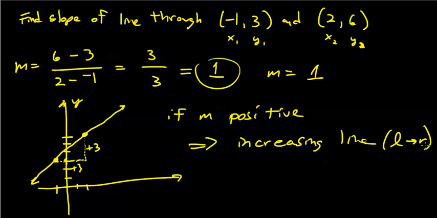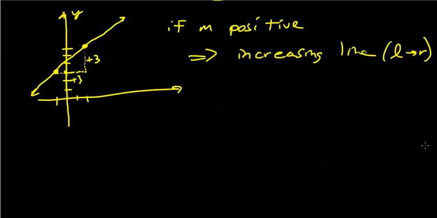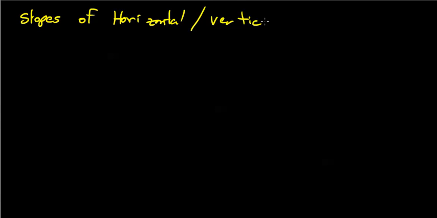Alright, so there's a couple of examples of slope calculations and of what it means to have a positive or a negative slope. Let's talk about some special cases here: slopes of horizontal and vertical lines. Those are special things that are going to happen in these two cases. Let's take a horizontal line. Remember from last section, y equals a constant is a horizontal line.